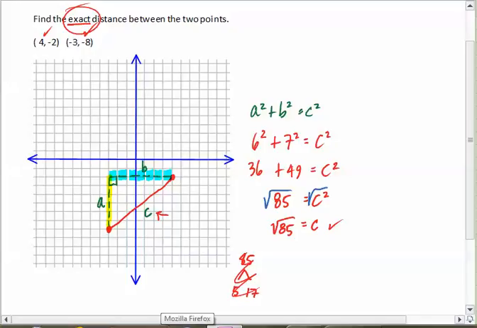Now, I want to give us a connection to the way we can do this algebraically using the distance formula. So let's connect what we have here by doing this. I want to go ahead and label this point. This is 4, -2, and this point here is the -3, -8.